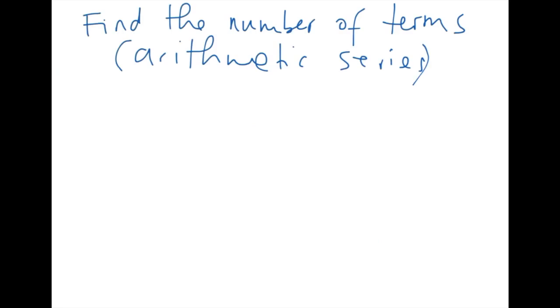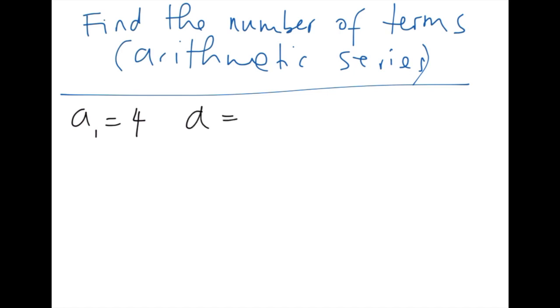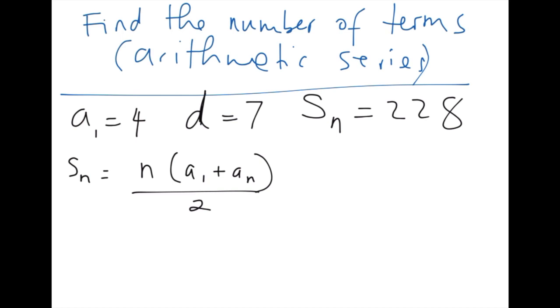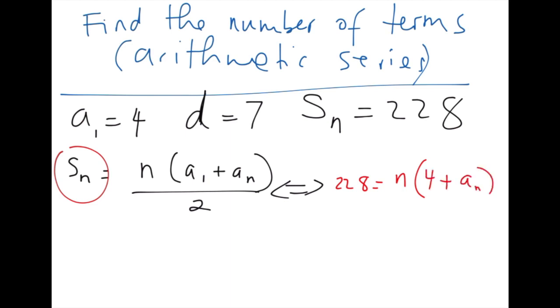So again, remember we're still talking about an arithmetic series. What are we given? We have the first term. The first term is 4. The common difference is 7. And then the sum of the series is 228. So let's see if we can find n. The best way to start is writing the formula again. So that gives us S of n, that's 228, which is equal to n, and that's what we are looking for, over 2 times a of 1, which is 4, plus a of n, we don't know it yet.